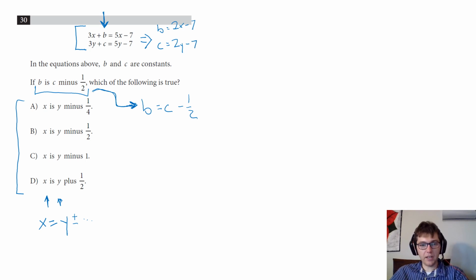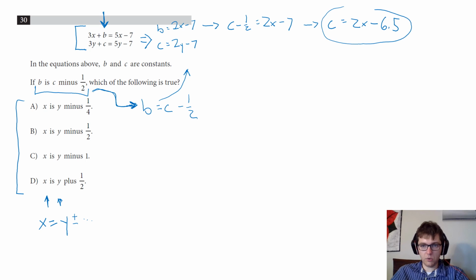Now go ahead, bring in this B is equal to C minus 1/2 to your top equation here, which will give you, we're just substituting out that B, C minus 1/2 is equal to 2x minus 7. Add 1/2 to both sides. So negative 7 plus 1/2 is now negative 6.5. So we now have C is equal to 2x minus 6.5. So now we have two equations for C. We have C is equal to 2x minus 6.5, and we have C is equal to 2y minus 7.